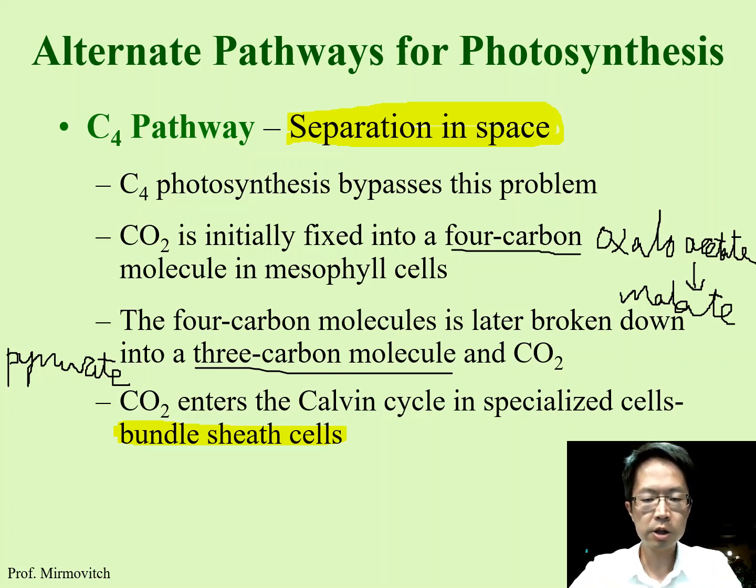So because of that, the accumulation of oxygen or carbon dioxide, all these gases, are in a different place. The actual Calvin cycle is in a specialized cell called bundle sheath cell. In this case, we separate the process into 2 different spaces, and this can avoid the photorespiration.